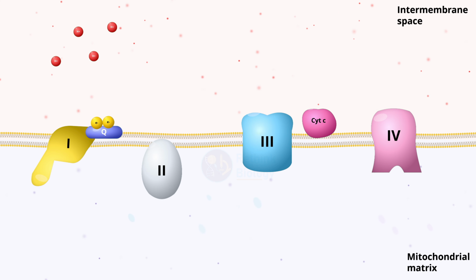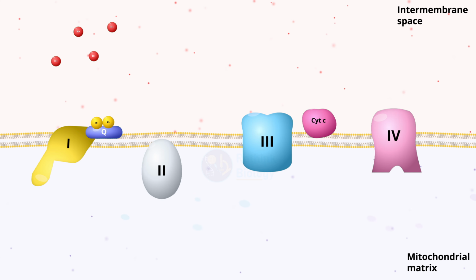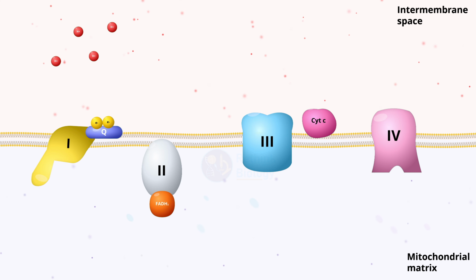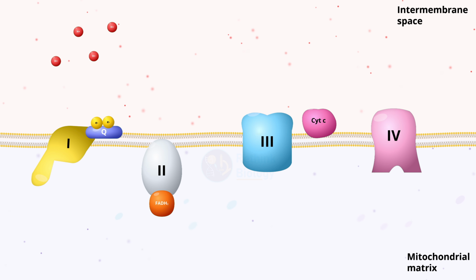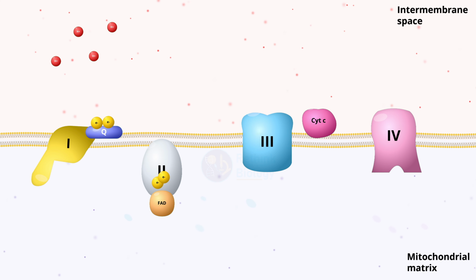But wait, what about our other carrier truck FADH2? FADH2 skips complex 1 completely. Instead, it docks at complex 2. Complex 2 is much smaller and does not stretch all the way through the membrane. FADH2 drops off its 2 electrons at complex 2 and becomes FAD.